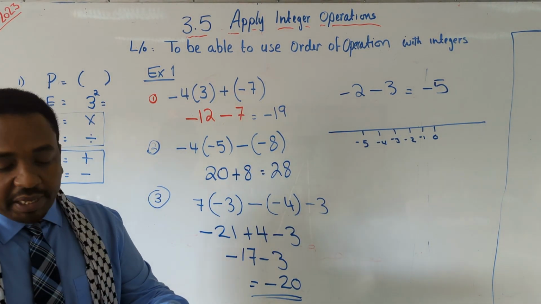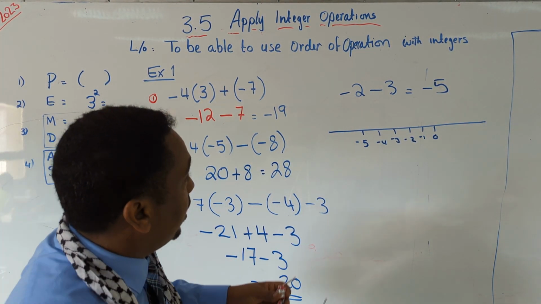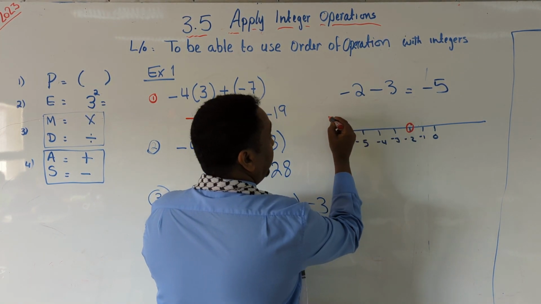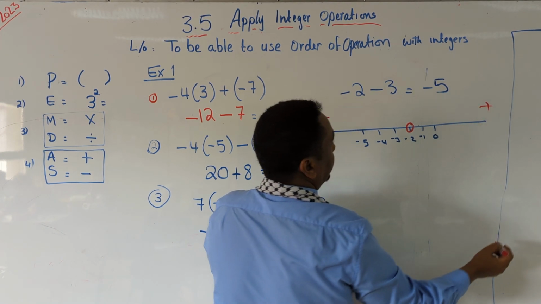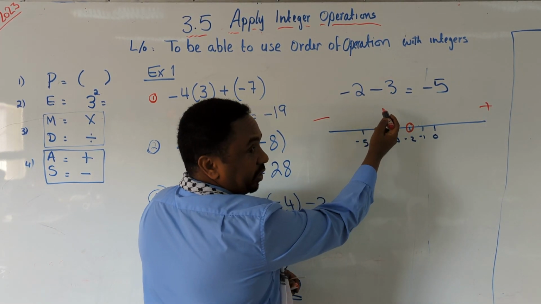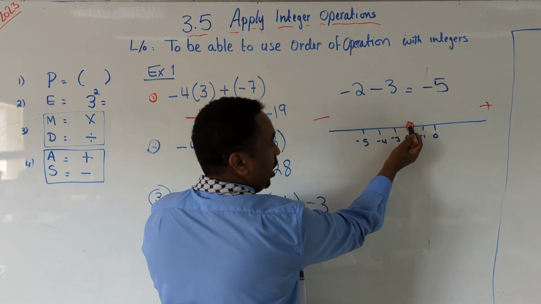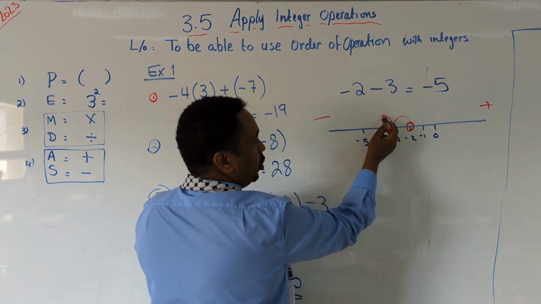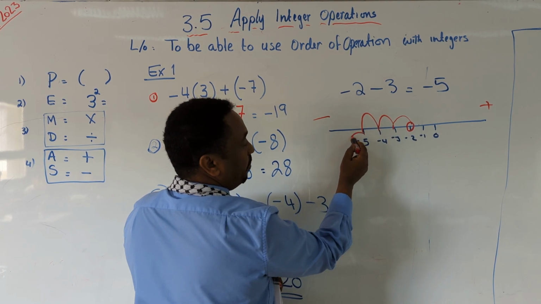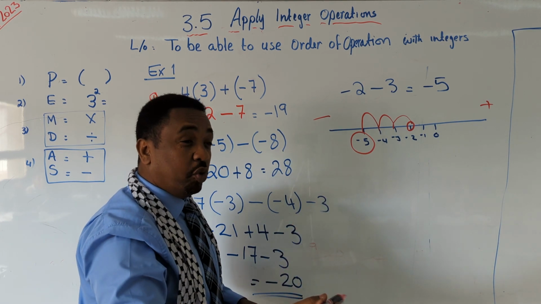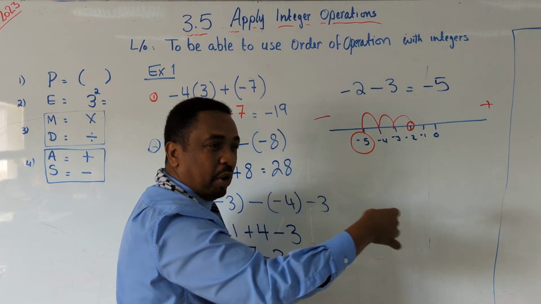Just imagine we are starting our count from minus 2. So we are here, right? This is minus, this is plus. So we are minusing 3. Do we move 3 this way or this way? This way. So let's count it. 1, 2, 3. Our answer becomes minus 5.